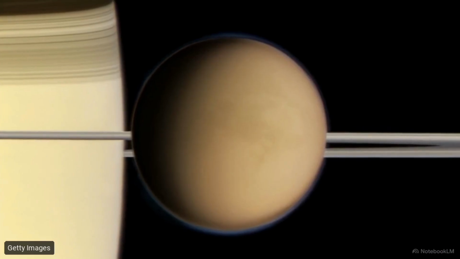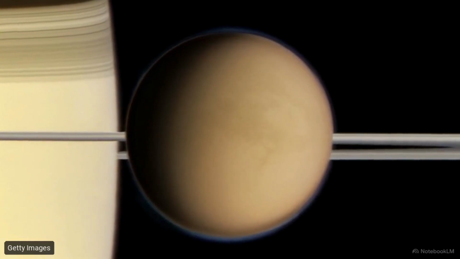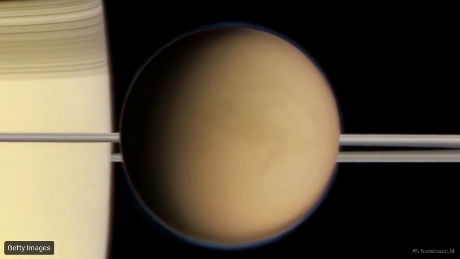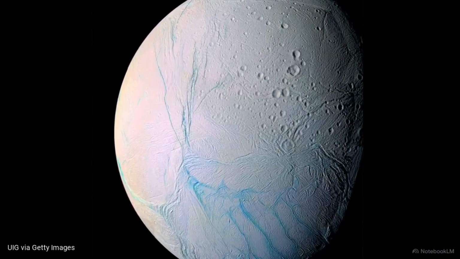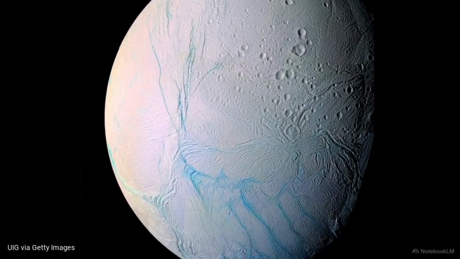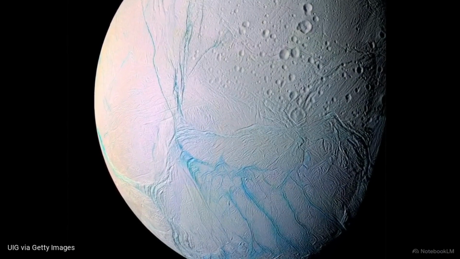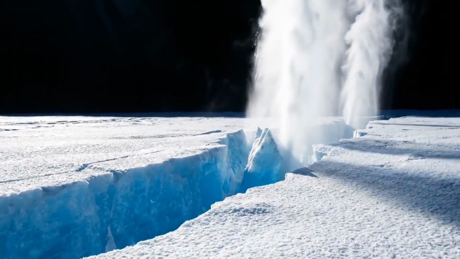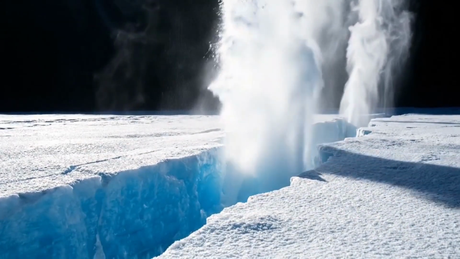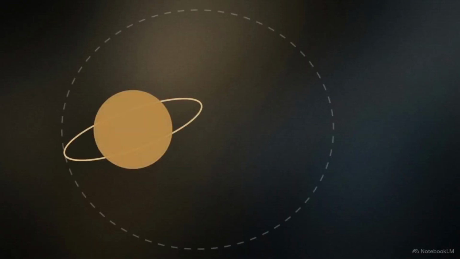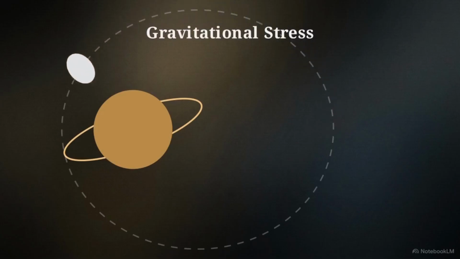The largest is Titan, an anomaly with a dense atmosphere that completely hides its surface from view. Underneath this orange haze, liquid methane flows through rivers and pools into vast lakes. Further out lies Enceladus, a moon defined by a reflective icy crust, broken by deep blue-tinted fractures. Heat from the moon's interior forces water vapor through these cracks, ejecting massive geysers into the vacuum of space. These satellites are active chemical environments, constantly shaped by the gravitational stresses of the planet they orbit.